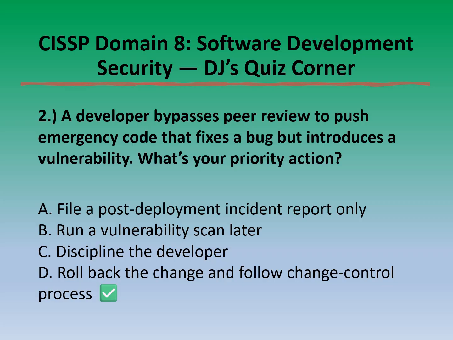The correct answer is D. Roll back the change and follow change control process. Restoring integrity of the process takes priority over punishment. Roll back, document, and re-implement through proper channels.